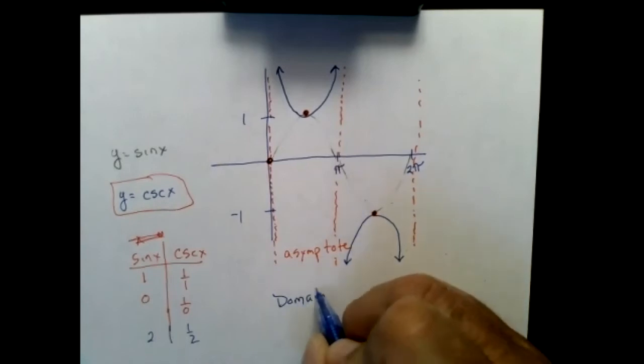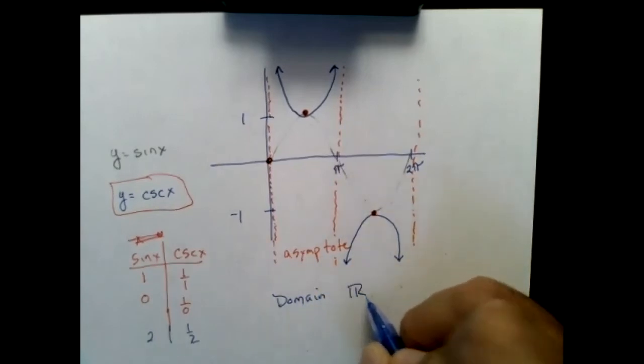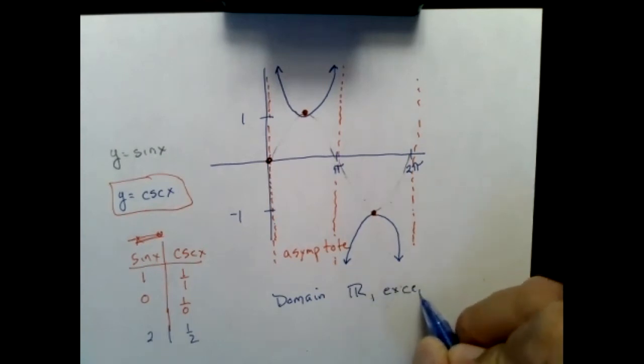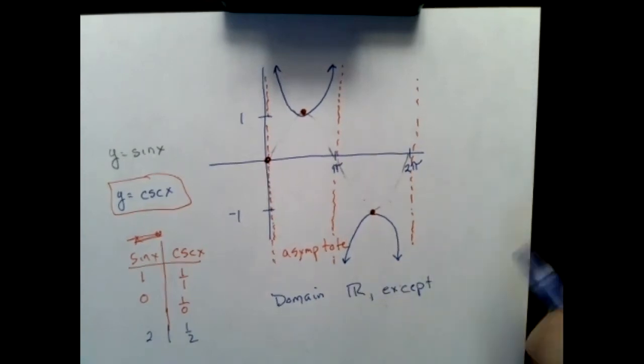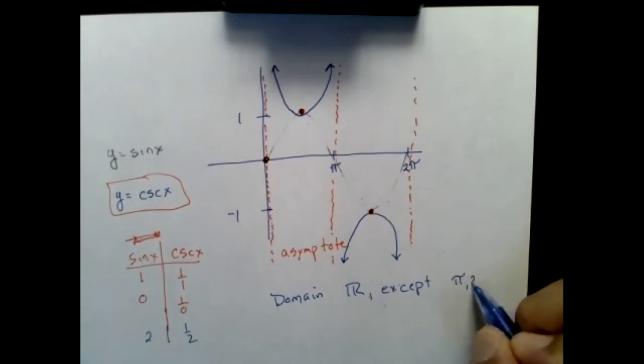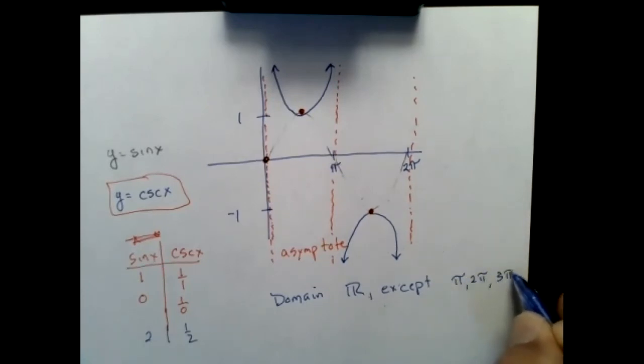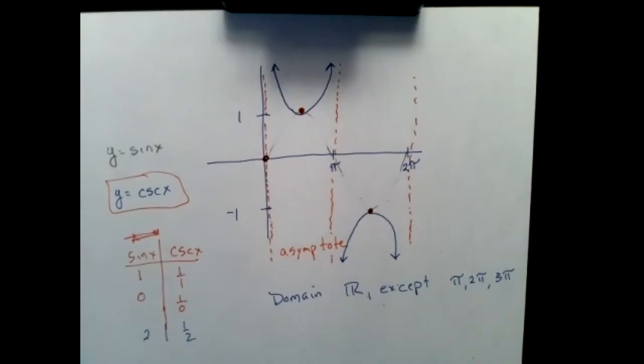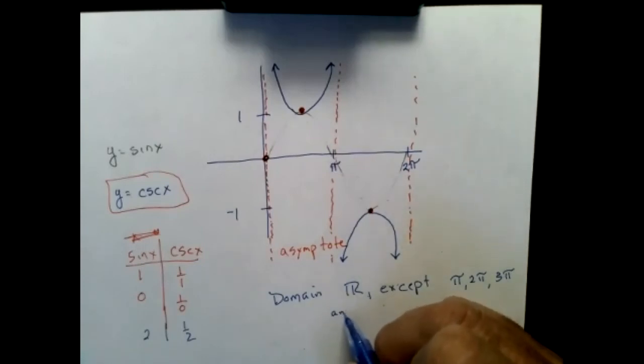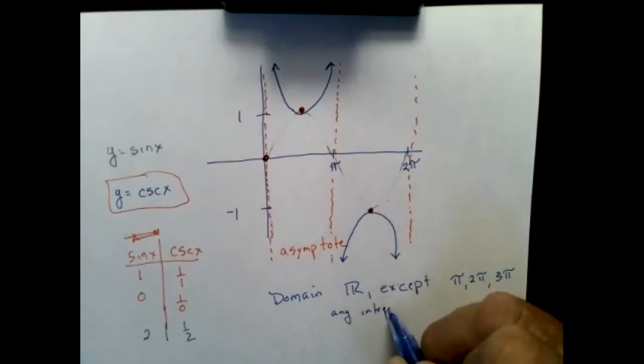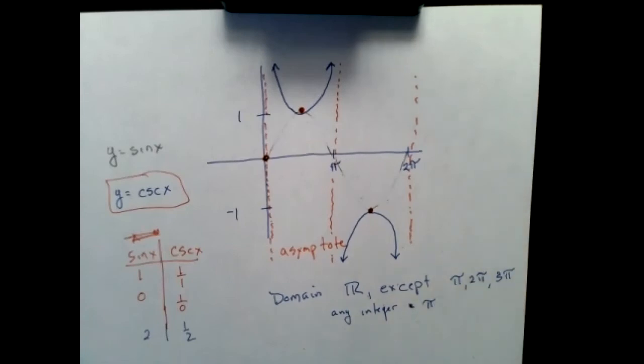The domain is going to be the real numbers except, well, how do I want to write this? Pi, 2 pi, 3 pi, because that's all of my asymptotes. And really, it's usually written as any integer times pi. That's where my asymptotes will be, and you see it written like this, or there's a letter N that represents integer. So that's my domain.